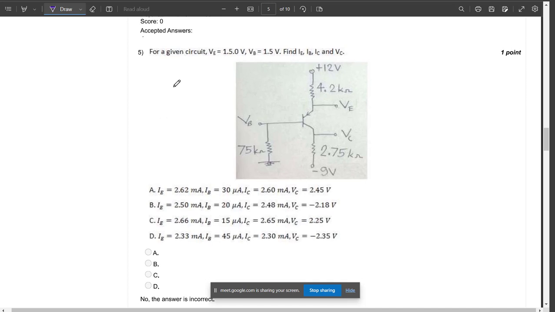So okay, let's solve question number 5 here. For a given circuit, again this circuit is given to you. VE is given, which is equal to 1.5. VB is again given as 1.5 volts, and you have to find out IE, IB, IC and VC. So again you already know all the values, right? You know the formula as well. Okay, solve this question and then we'll discuss.